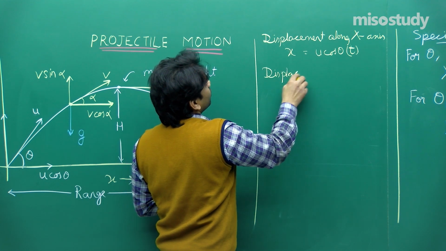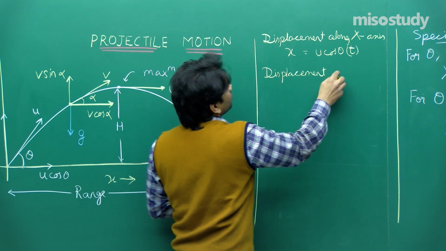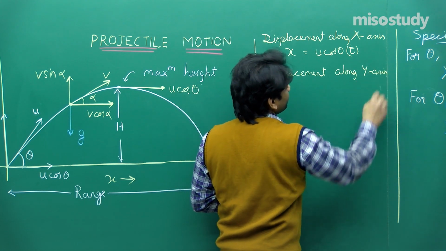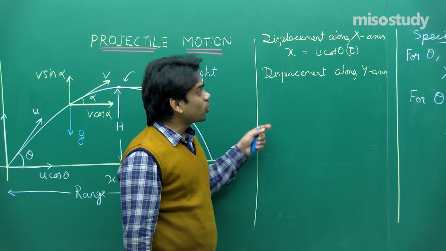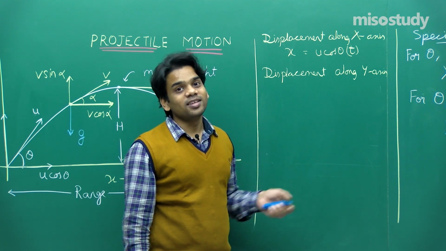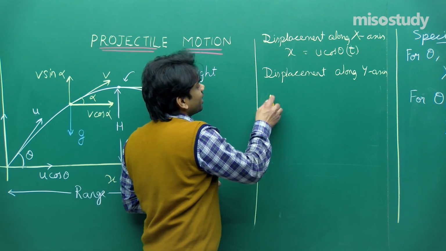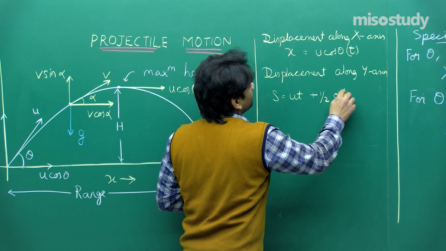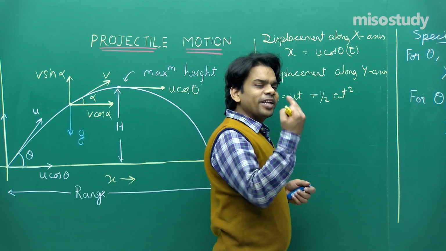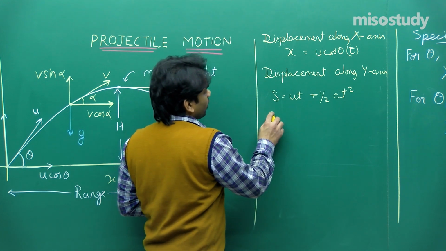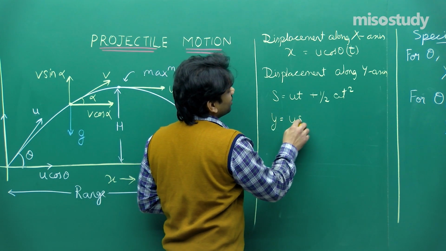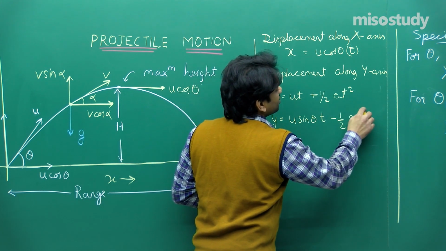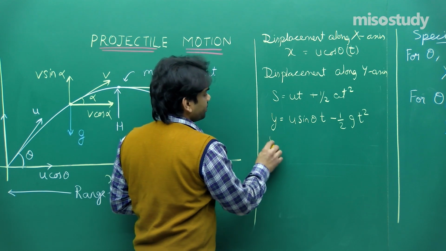Hope you are simultaneously noting down and you are understanding. Displacement along the y axis. Since we also have an acceleration along the y axis, we have to wisely use the equation. Let us use s equals ut plus half at square. Taking the upward direction as positive, s is y, u is u sin theta into t, minus half g t square, since acceleration is acting downward.